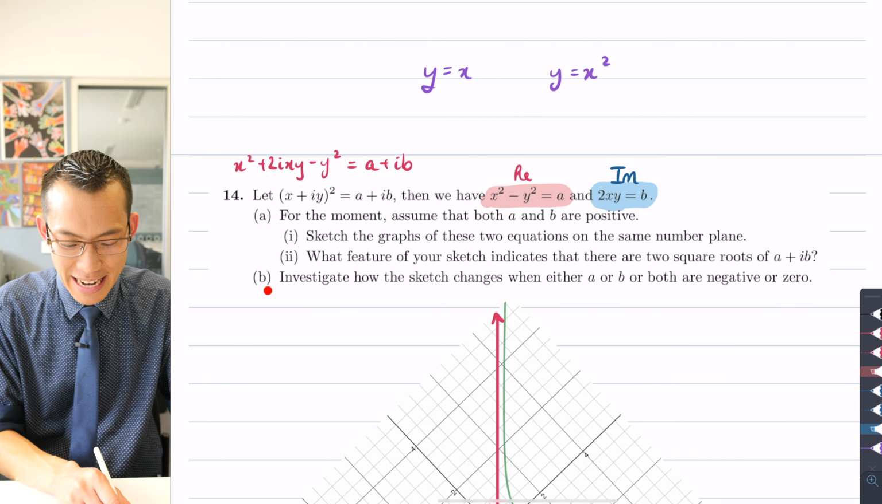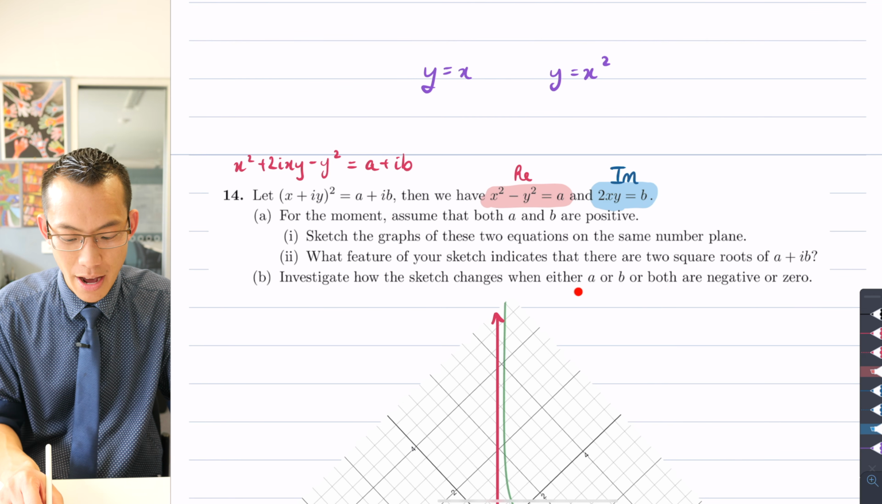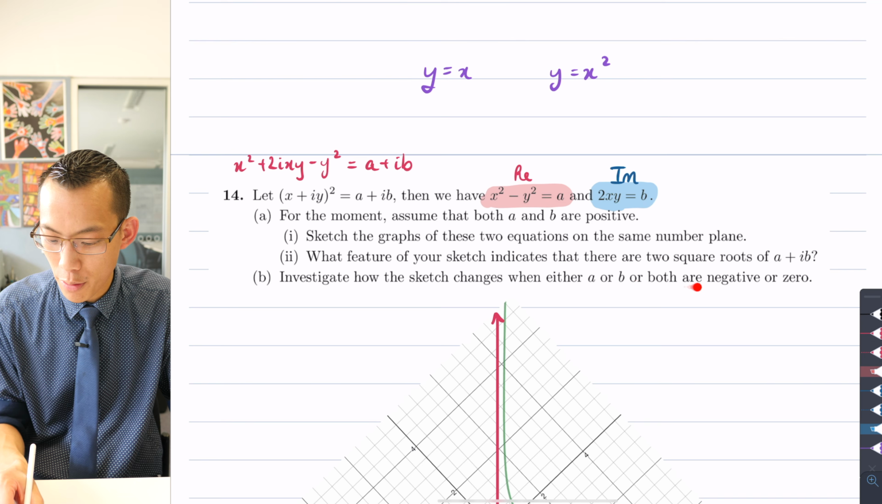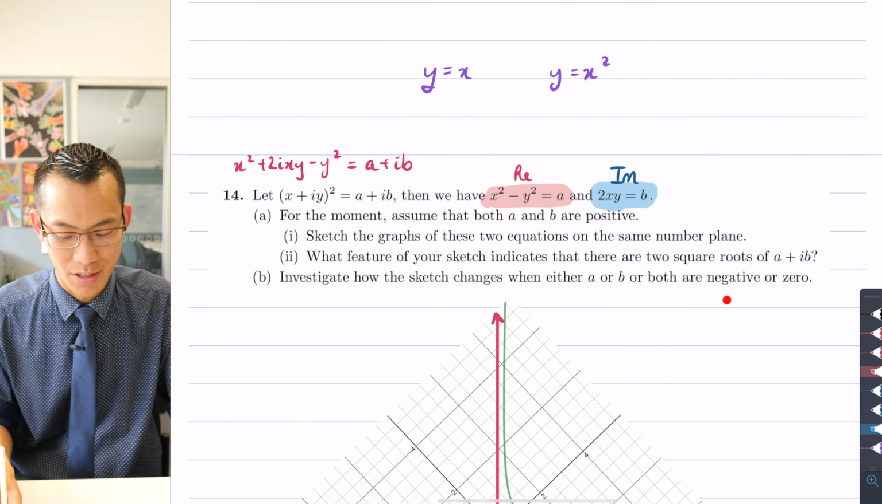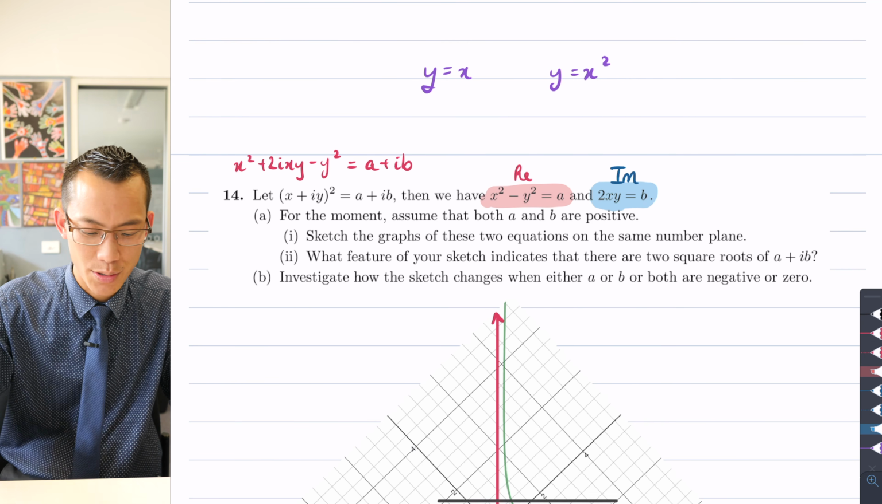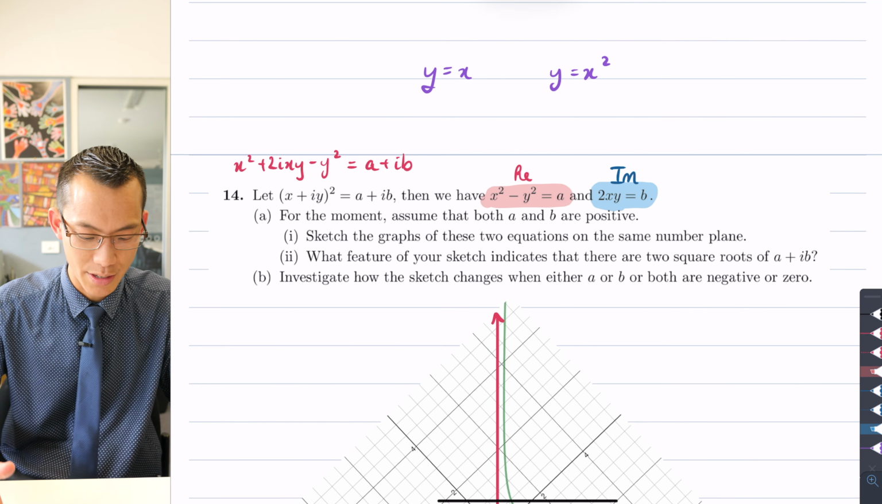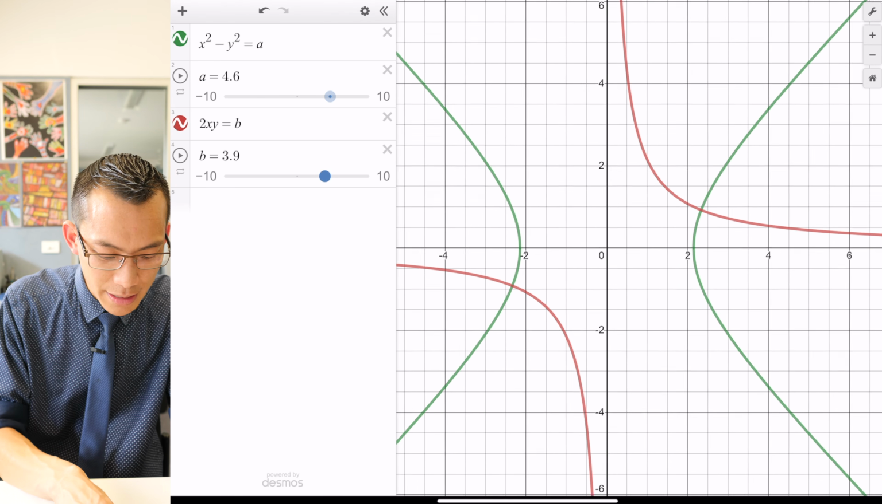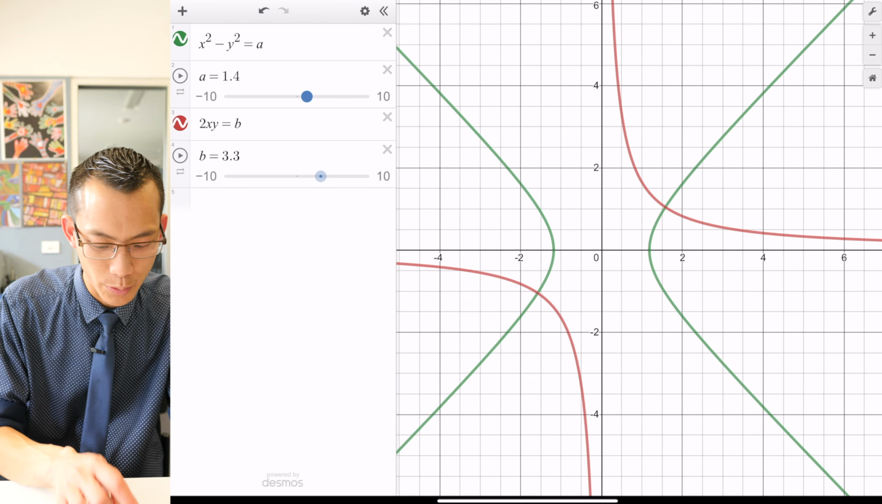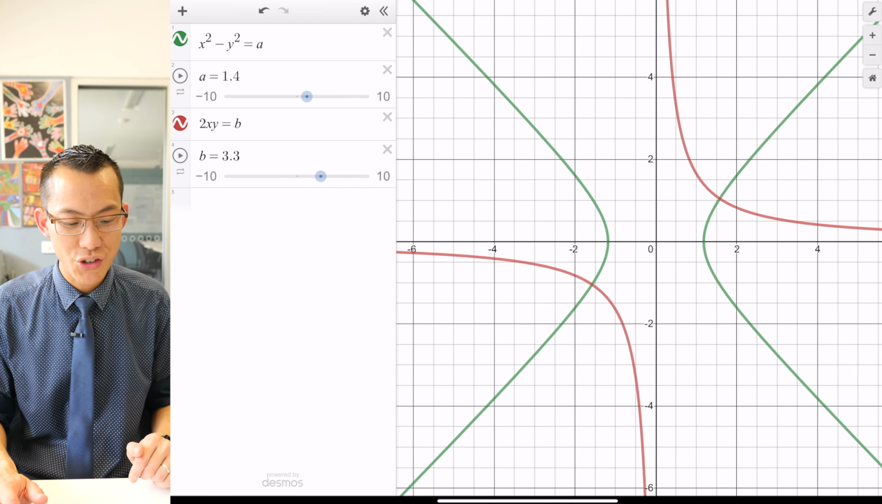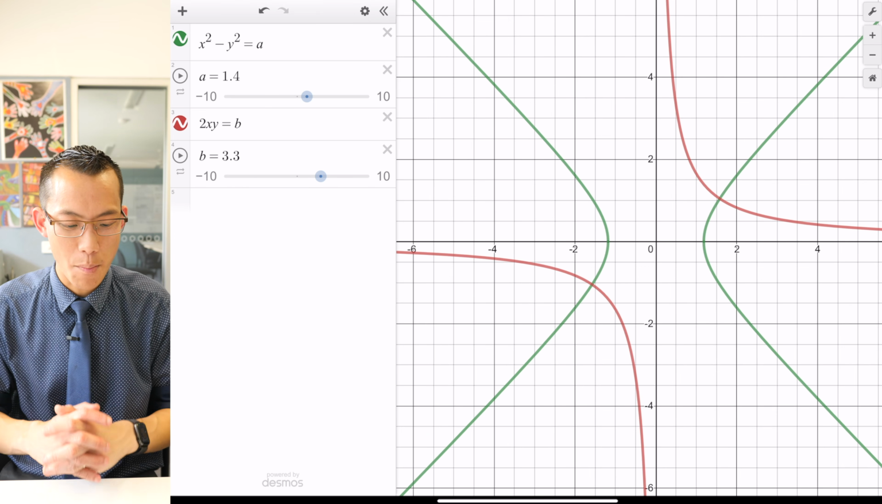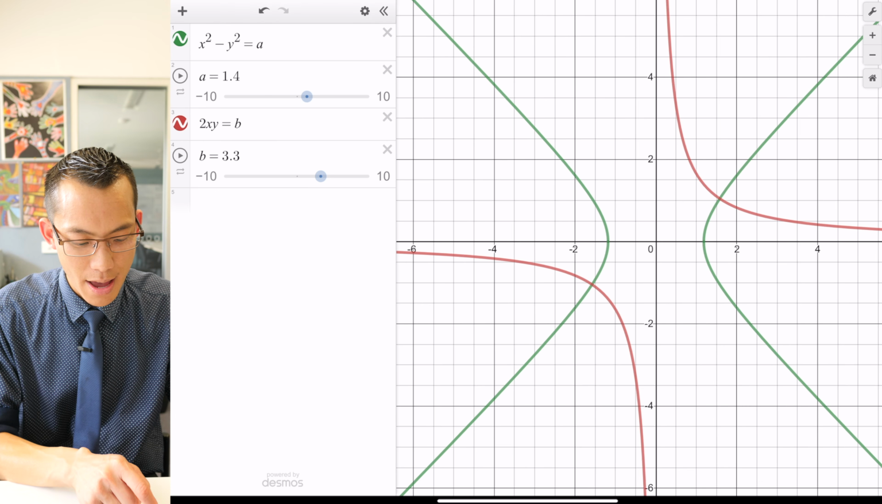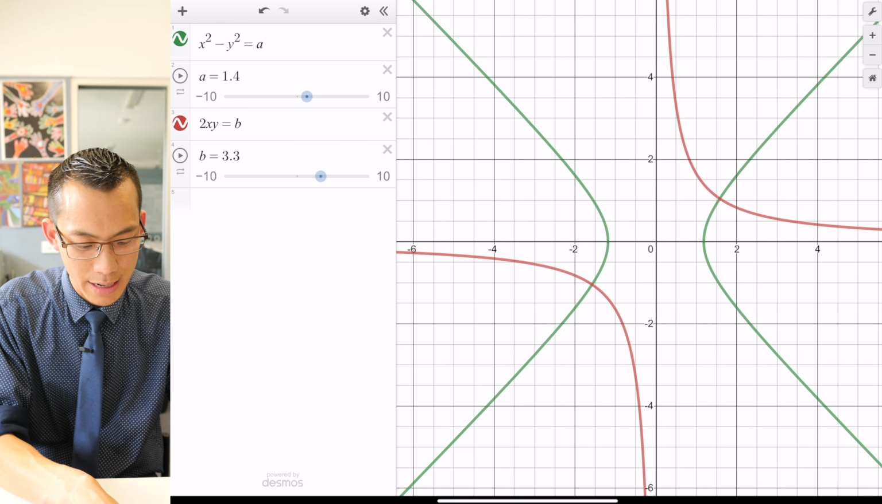So then it says, part B, investigate how the sketch changes when either A or B or both are negative or zero. So let's take those one at a time. Let's have a look at the negative case first. So let's bring these back into something a bit closer to what we started with. All right, let's see what happens when we change A to be negative. Right now it's 1.4. Watch what happens as I shift it over to a negative value.